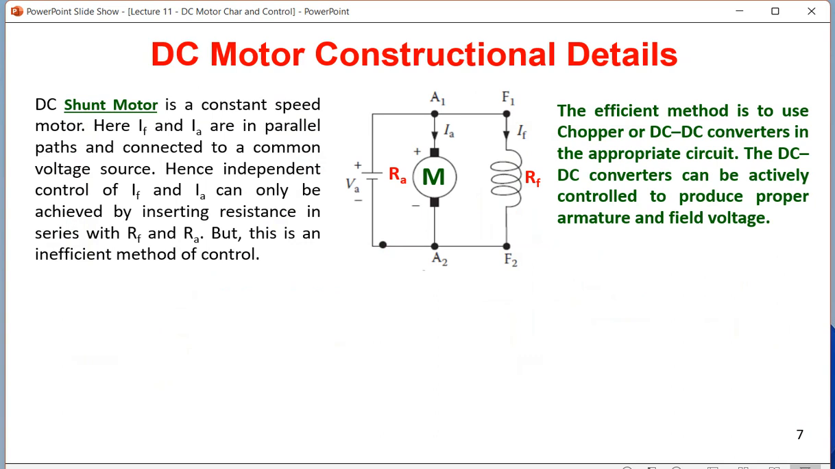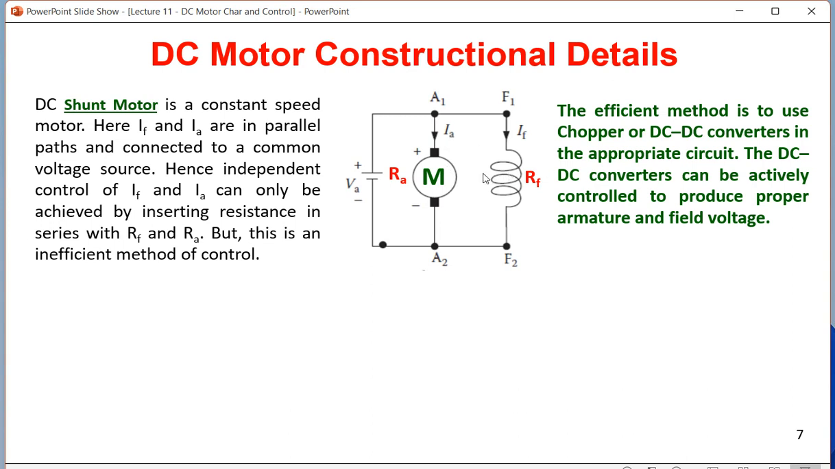So this is a DC motor constructional detail. I think you can very easily find out this is a DC shunt motor. Why DC? Because the supply is VA, positive, negative. It's a DC supply, and these black things are the brushes. M is the motor. This is the armature part. Inside this there is the current carrying armature conductor, and that is carrying current IA.